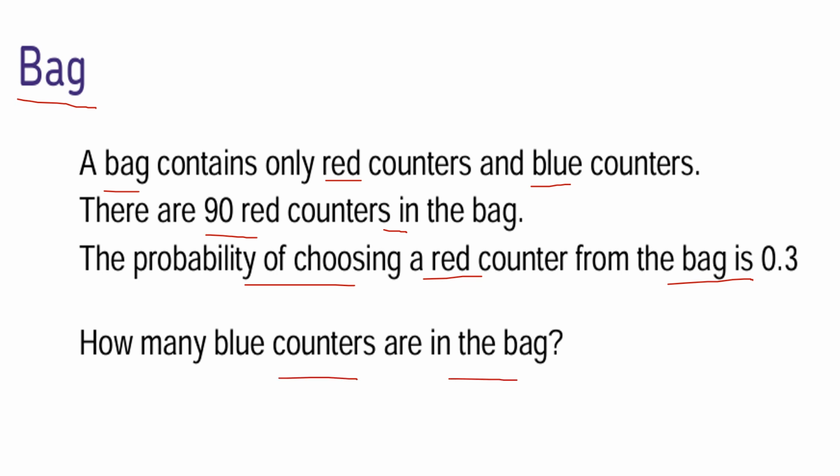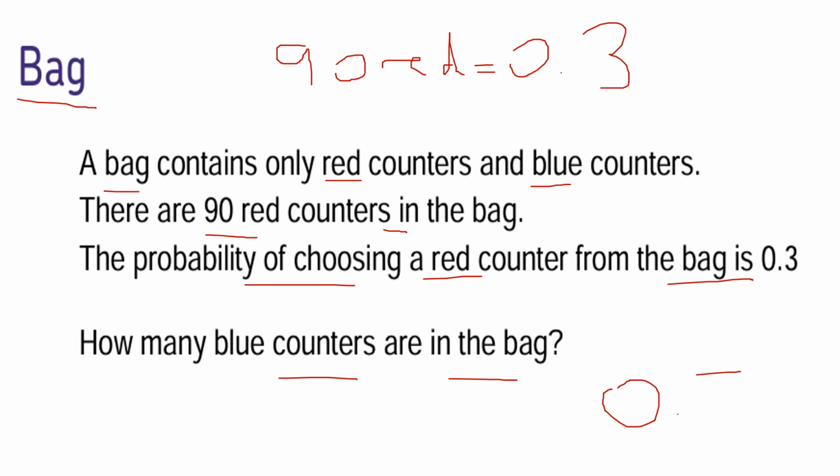Well, we know that the 90 red counters represent a probability of 0.3. That means the remainder has to equal 0.7, because probability always adds up to make 1. 0.3 plus 0.7 makes 1. So our job is to work out what 0.7 is.